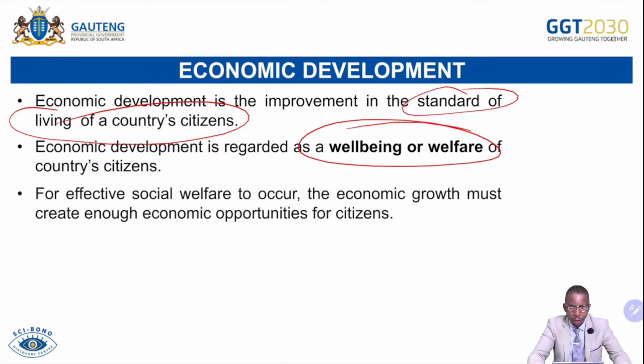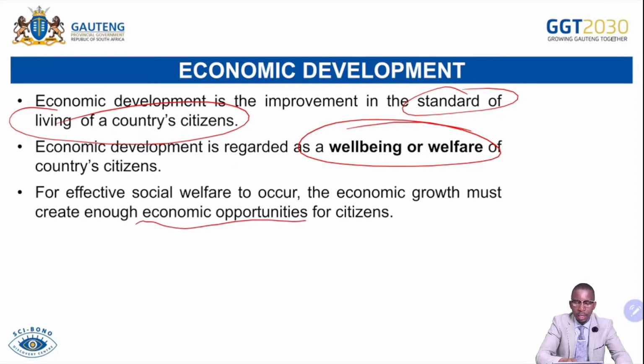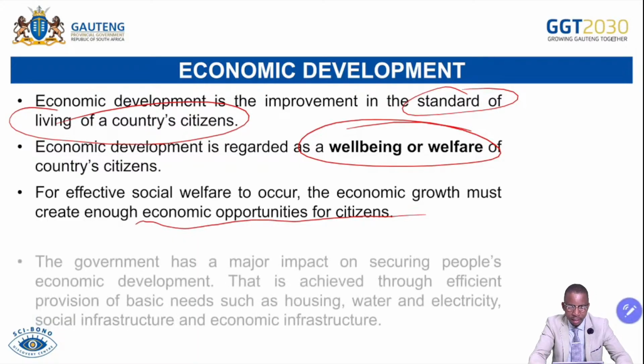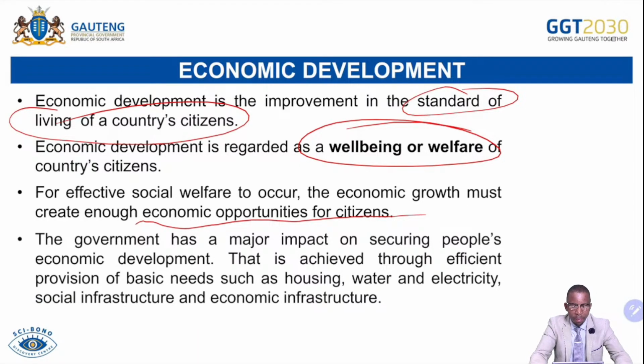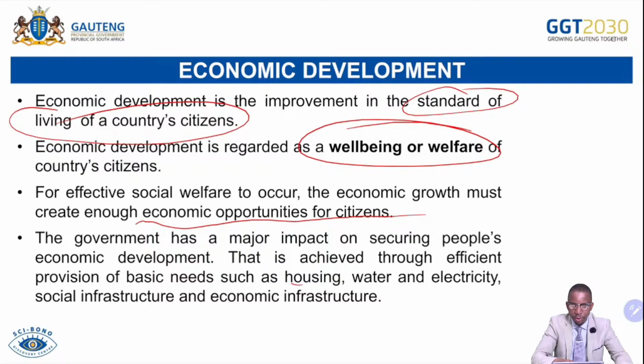For effective social welfare to occur, the economic growth must create enough employment opportunities for citizens. So there must be more economic activities available for citizens. Then we can say the welfare of the people has been increased. The government has a major impact on securing people's economic development. That is achieved through efficient provision of basic service needs such as housing, water, and electricity, social infrastructure, and economic infrastructure. Remember, if we talk about social infrastructure, we mean the infrastructure that serves the society as a whole. And if we talk about economic infrastructure, it is the one that serves the market, allowing the market to function easily within the economy.